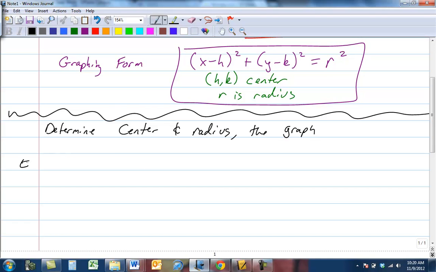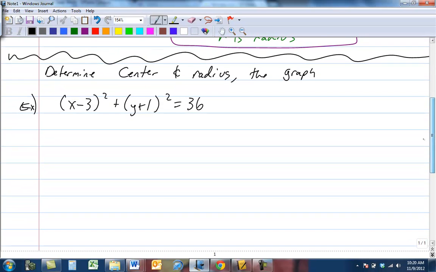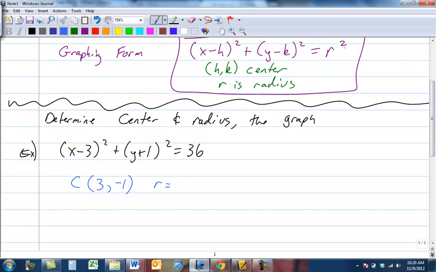So our first example here is going to be (x minus 3) quantity squared plus (y plus 1) quantity squared equals 36. All right, so the center is going to be the point. Now, it looks like negative 3. Remember, it's the opposite of what you think. 3 looks like positive 1. It's the opposite of what you think. Negative 1. And the radius is, now, remember that this was r squared, where r is the radius. So the radius isn't 36. The radius is 6 here.